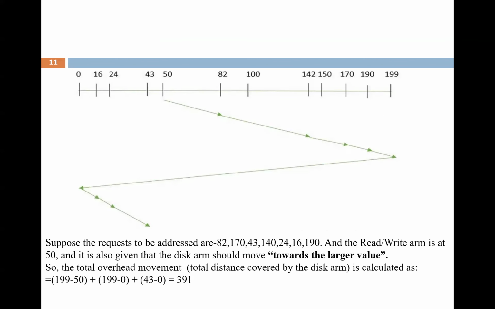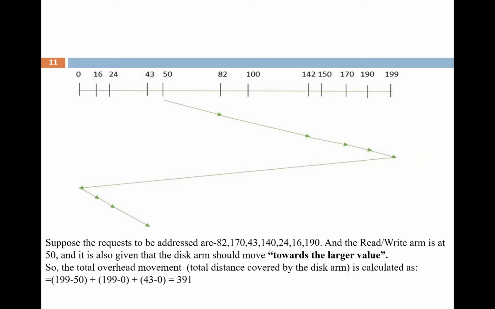You can see here in the example that the requests are given as a sequence, the read-write head is at position 50, and it is also given that the disk arm should move towards the largest value. That is the direction. So it will move from 50 to 82, then 82 to 142, then 170, 190, and 199. So it has reached one end of the disk.